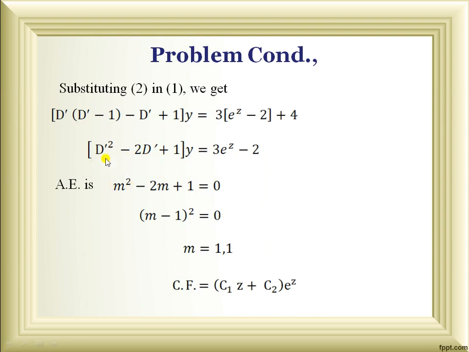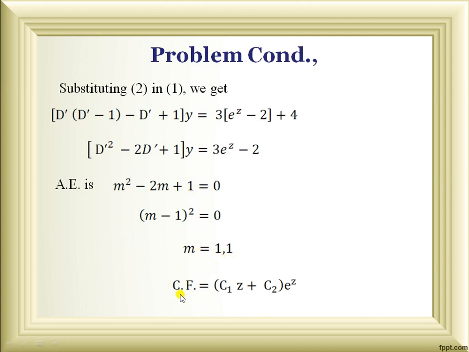I am writing the auxiliary equation of this particular operator form. m square minus 2m plus 1 is equal to 0. In place of D' I am replacing m, that is it. After simplifying this, I will get the roots 1 comma 1. Here the roots are repeated.